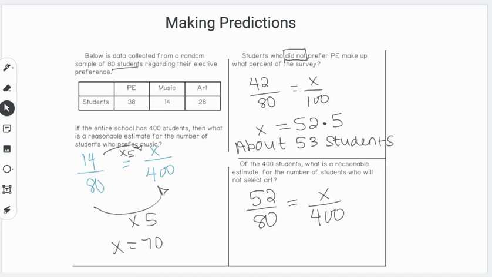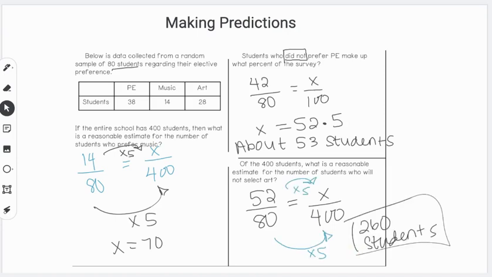Go ahead and solve this proportion. All right, and you should get 260 students.